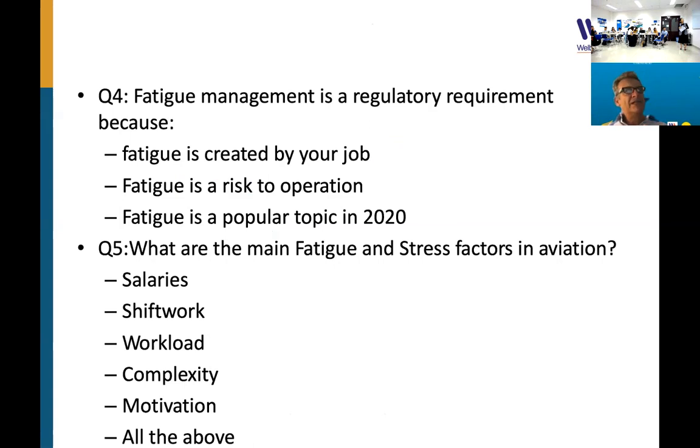Fatigue management is a regulatory requirement because fatigue is created by your job, fatigue is a risk to operation, or fatigue is a popular topic in 2020. What would be the good answer? So we'll get the answers 1, 2, 3 here, and we'll see how many people are answering. So number one is fatigue is created by your job.